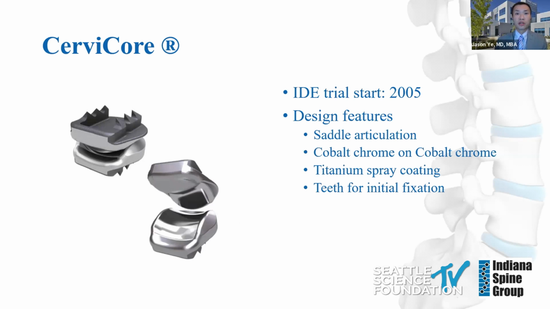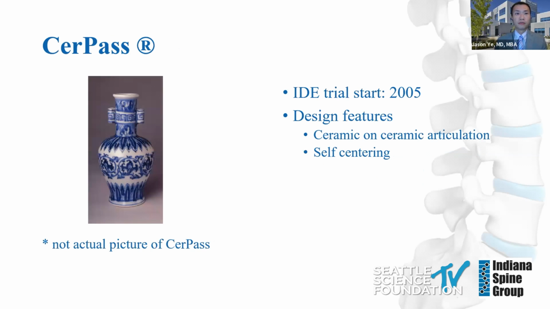Similarly, the Cervical started trials in 2005, but never made it to market. It was also a cobalt chrome on cobalt chrome bearing surface. The articulation was a double saddle shape to allow for motion in multiple planes. Achieving this type of articulation geometry is probably hard without using metal on both sides. This, unfortunately, was another casualty of the metal-on-metal recalls.